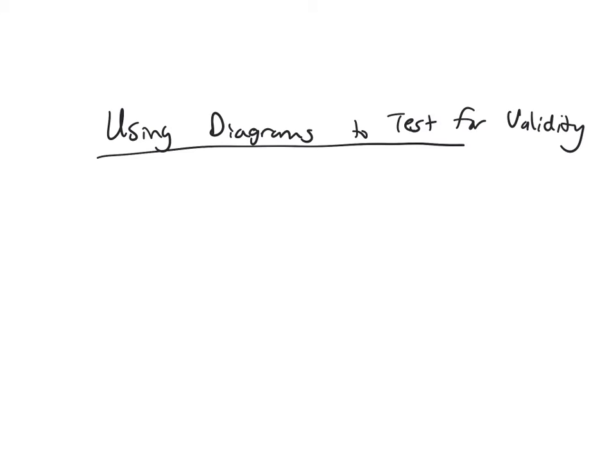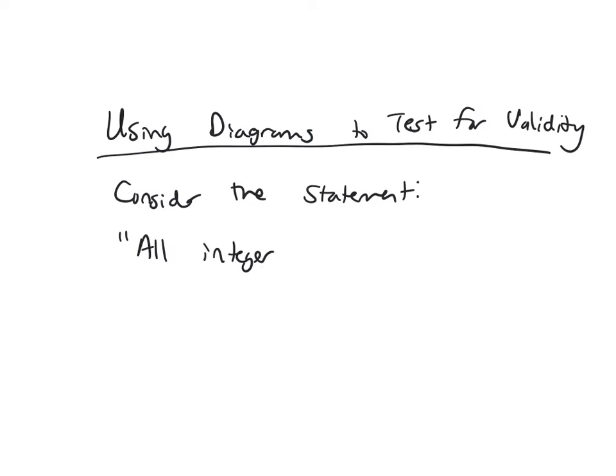So now we're going to talk about how to use diagrams to test for validity. So we're going to look at a statement. Consider the statement: all integers are rational numbers.